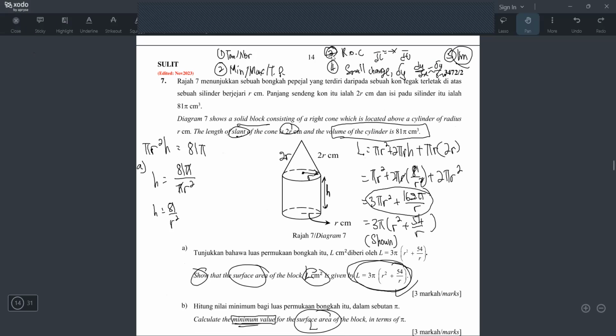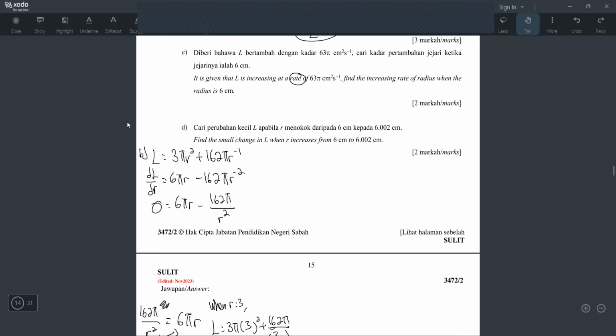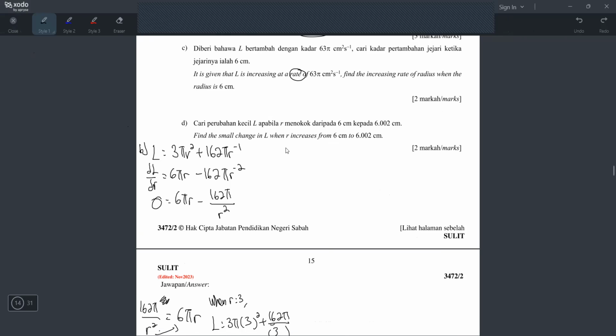So type 1, type 2, type 3, type 4. Which type? Type 3, right? Which is the rate of change question. Okay, how do you do a rate of change question? First, we have to write down all the information that they give on the first line. So what is the information?